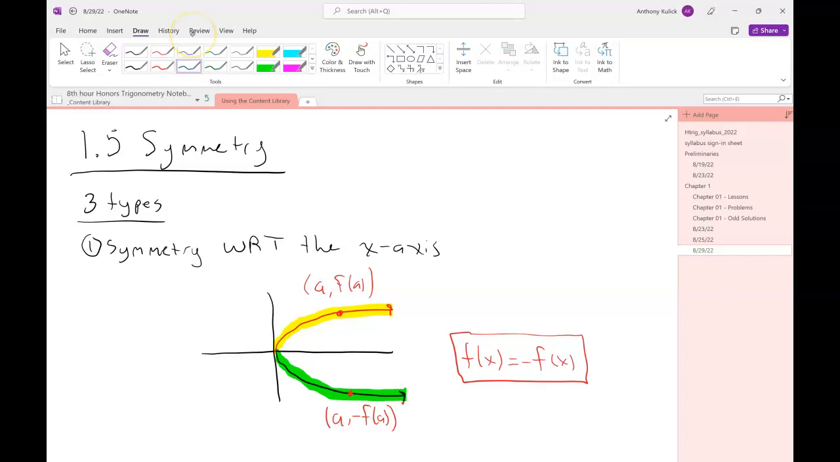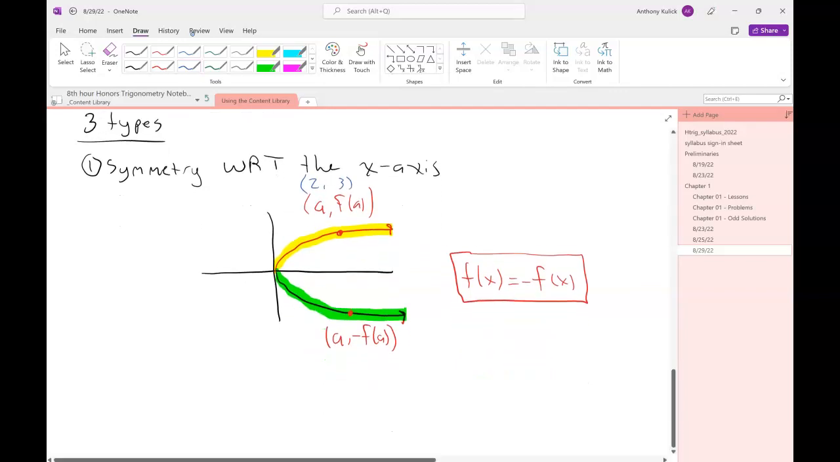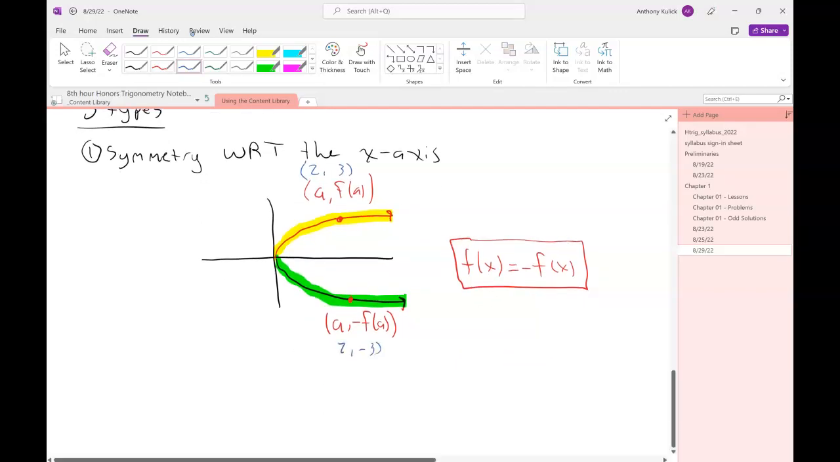So think about it this way. If this was like (2, 3), and this was like (2, -3), then 3 should equal the negative of negative 3, right? Or negative 3 would equal negative of 3. You guys kind of see what we're doing here? Since they're both y coordinates for the same x.